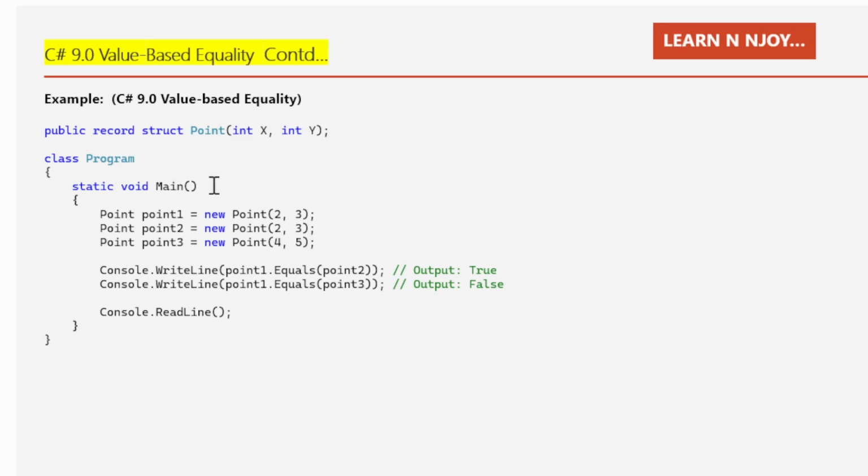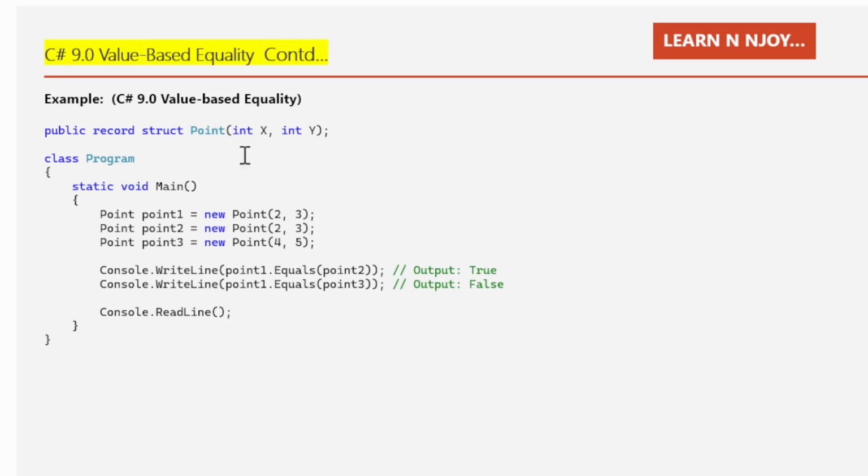And here, if you notice, I have not written an implementation of the IEquatable interface anywhere, nor have we overridden the Equals method. But when we use this record struct, the C# 9.0 compiler is going to generate the necessary equality and hash code methods for us. That's the benefit. We are not going to write anything, but the compiler is going to work for us.